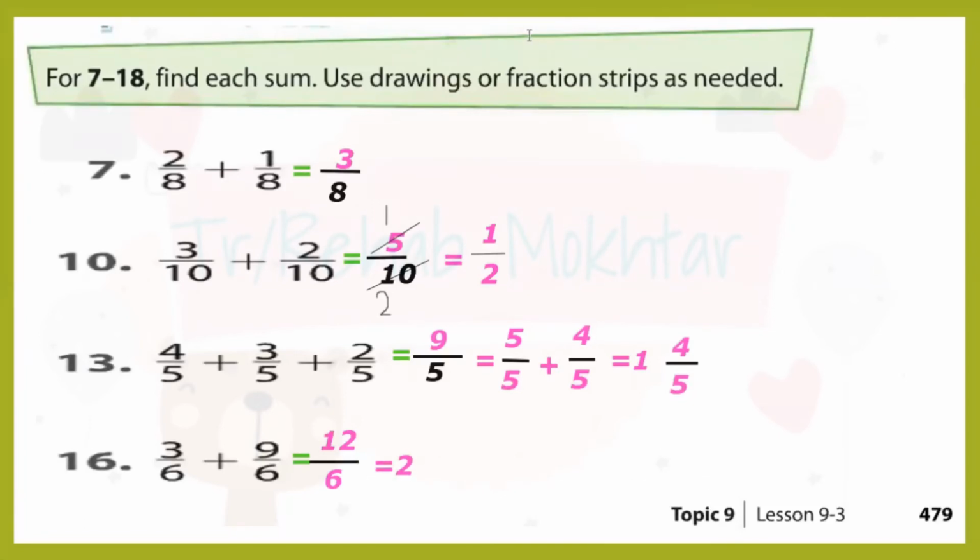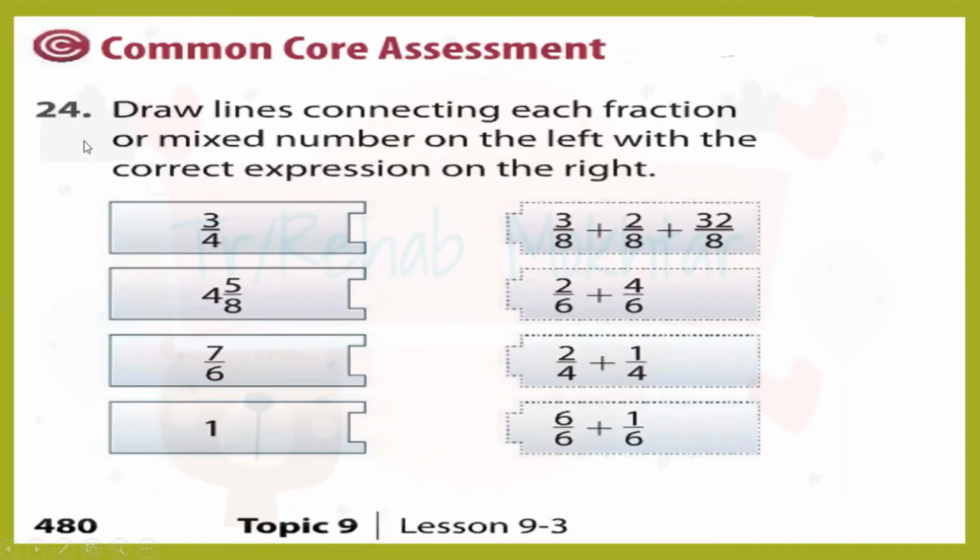Next page. Number 24, page 480. Draw lines connecting each fraction or mixed number on the left with the correct expression on the right. I will solve the right side first. We have here 3 fractions. One of them is an improper fraction. I will circle it. We have 32 divided by 8, or out of 8. 32 out of 8 equals 4. I will write 4.